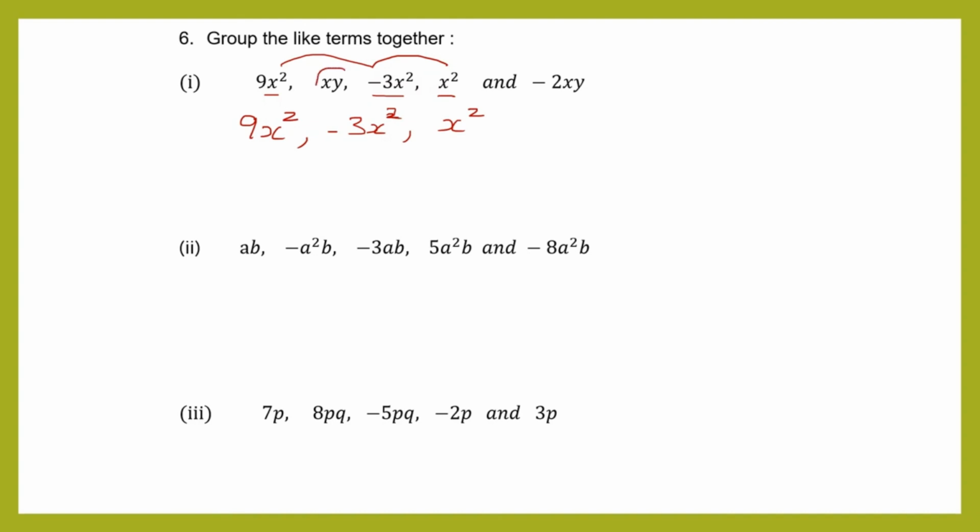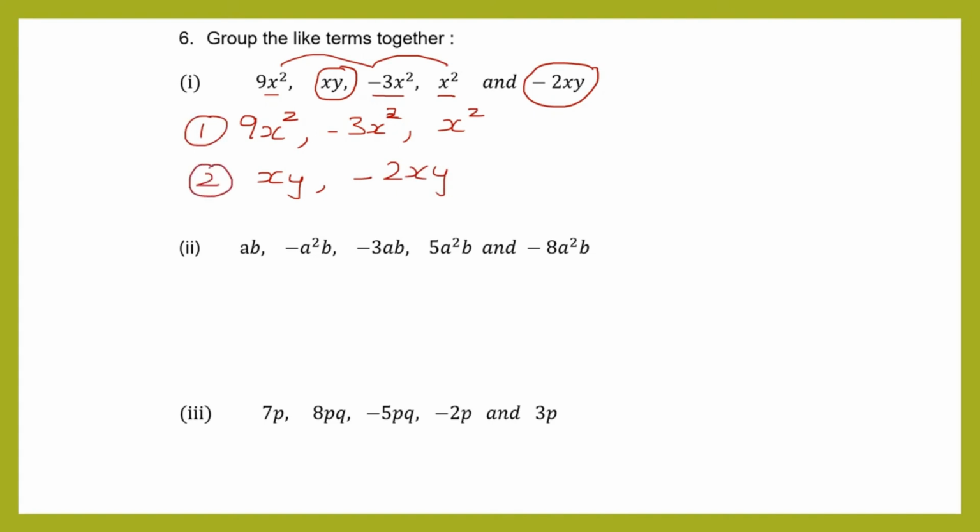Now what about the next one? xy and minus 2xy are another group of like terms. So I have xy and minus 2xy. So there are two sets of like terms. This is the first set and this is the second set of like terms.